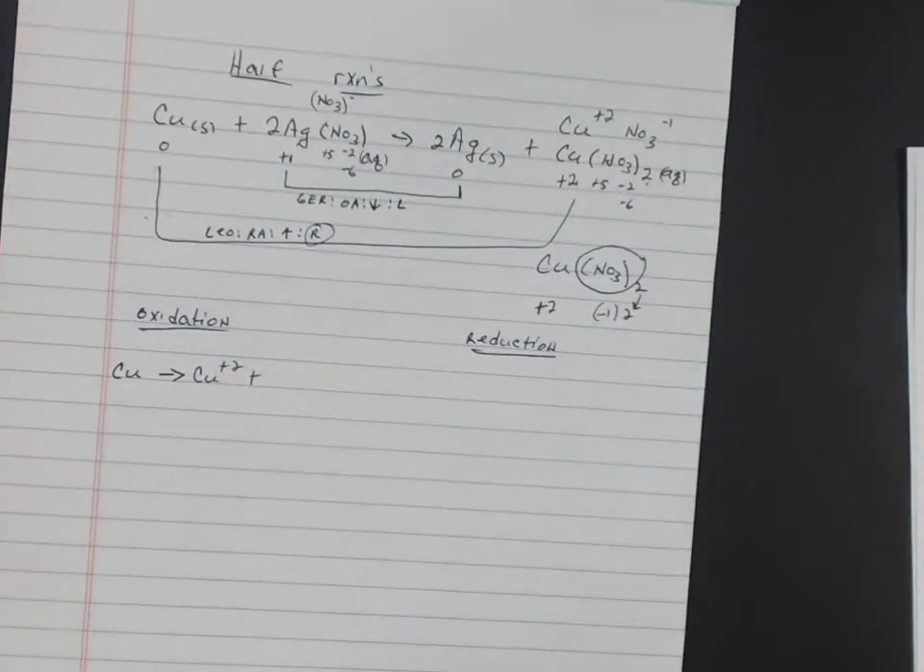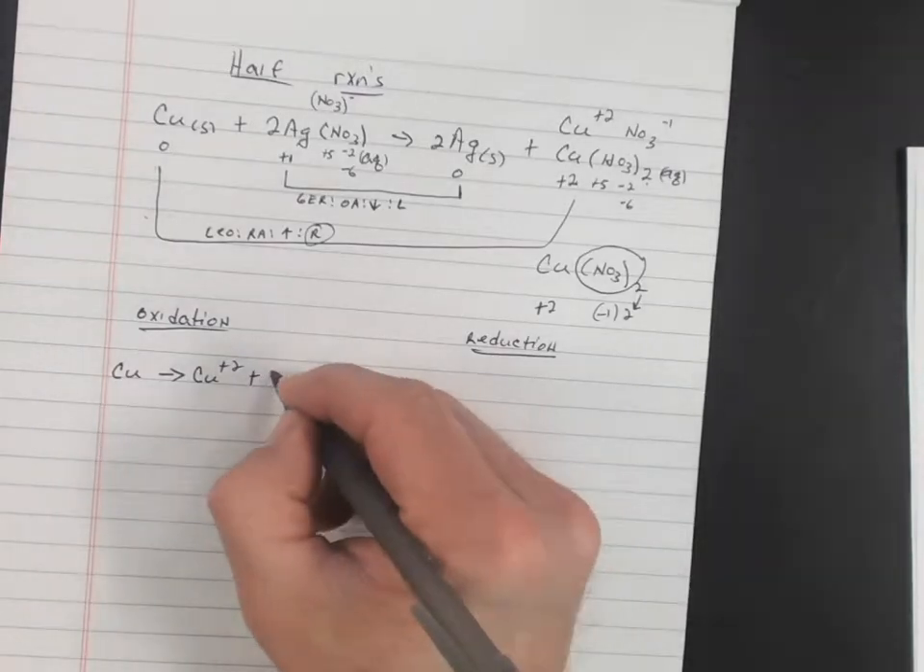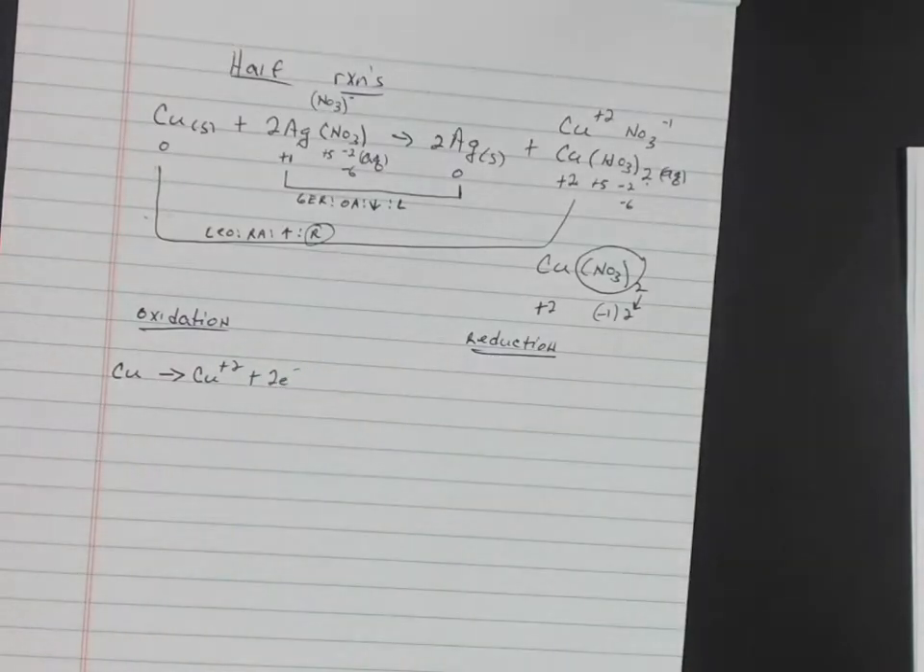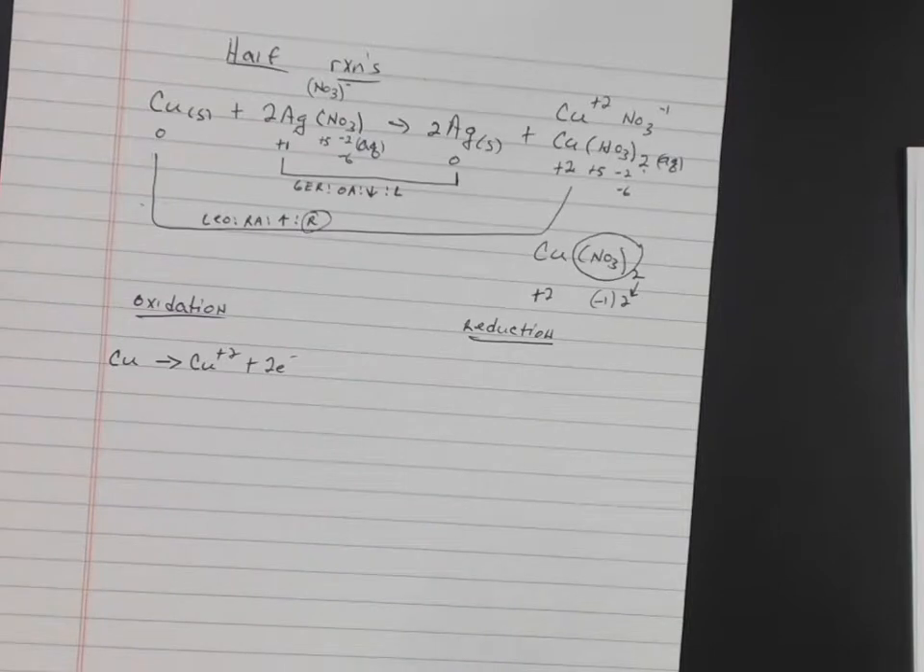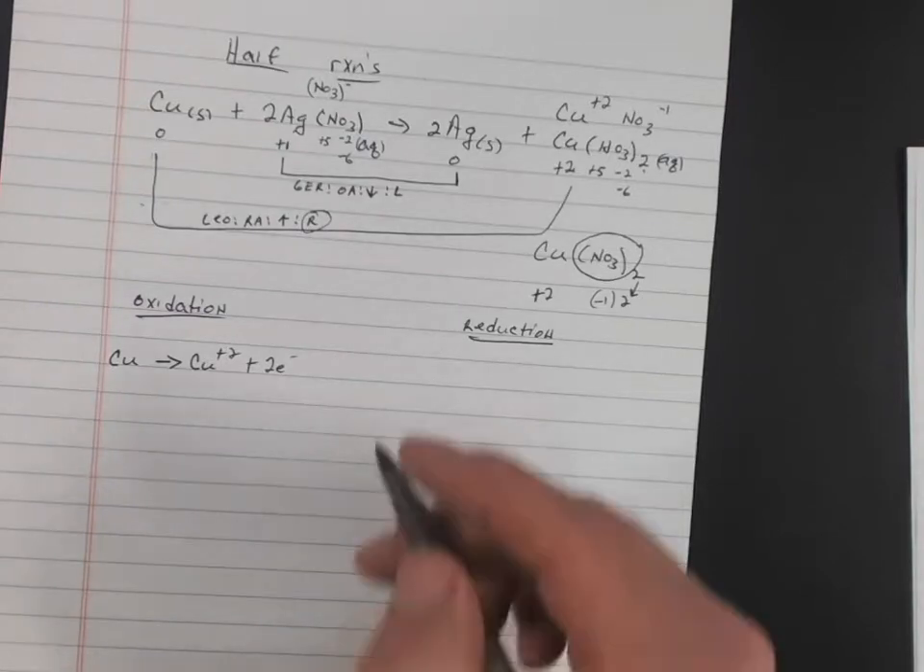How many electrons are given off to go from copper 0 to copper plus 2? 2. Claudia got it. So I stick my 2 electrons right there. And that is the oxidation half reaction. Now I need to do my reduction. So what do I start with?